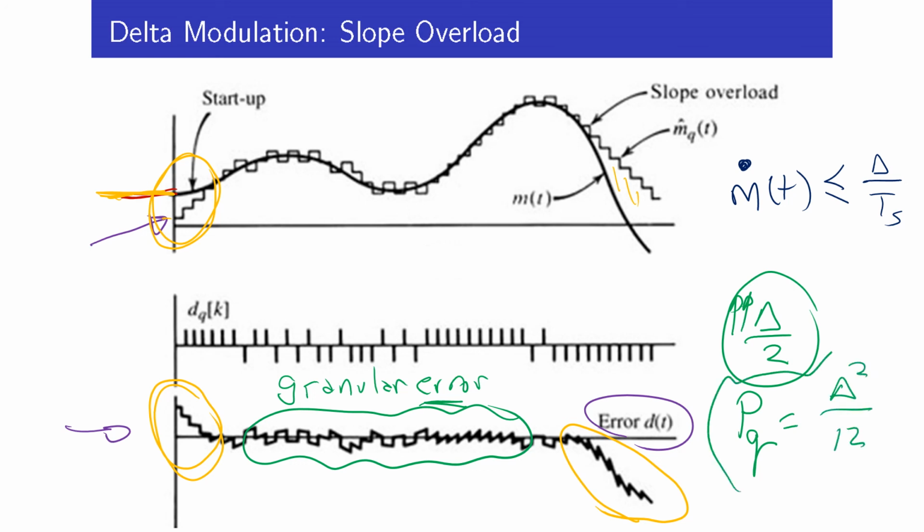So again, we have some trade-off here. In order to avoid the slope overload, you have to increase delta to a certain value. However, we shouldn't increase it more than needed, because increasing delta increases with it the quantization noise error, or more specifically, the granular quantization noise error.